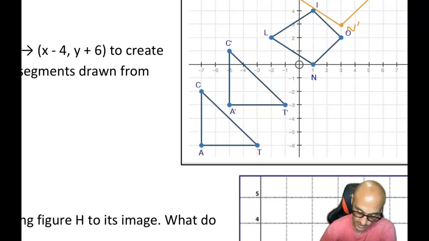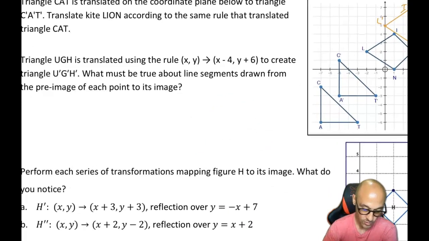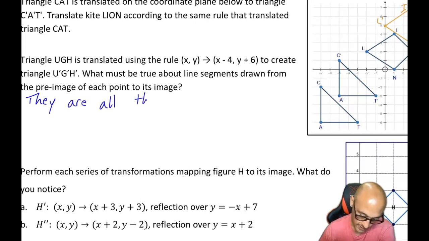And here's how to kind of see it. So if I look at this line that's taking A to A prime, C to C prime, T to T prime, they're all the same length and parallel. And so that really is the point here. So they are all the same length and parallel.